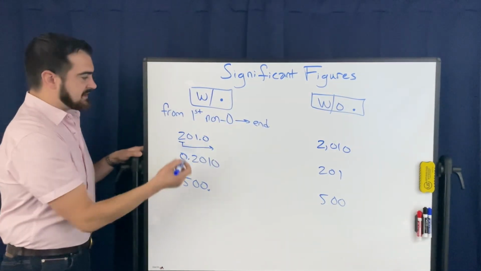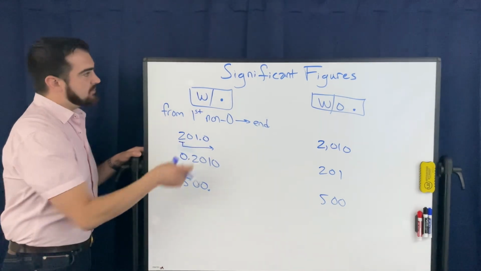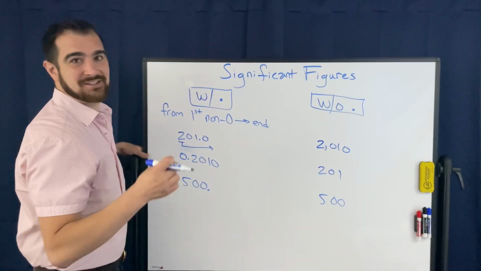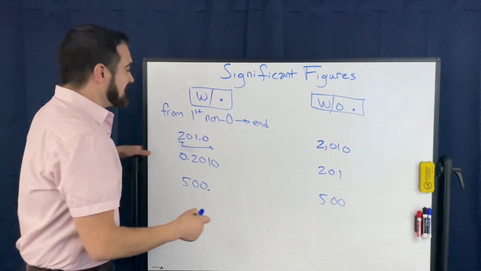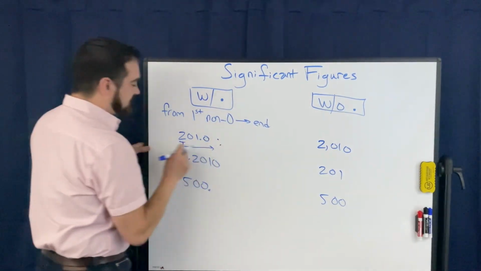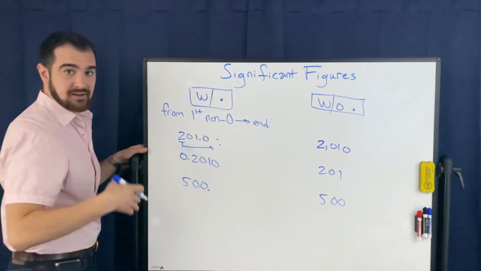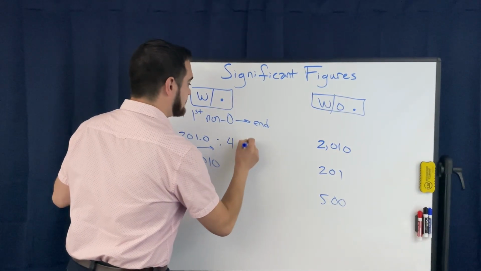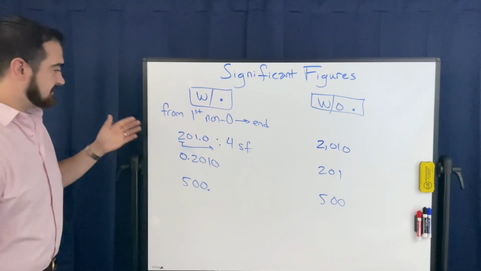And I like to draw this. I like to underline the first sig fig. And then when I have the decimal point, I just show that it goes to the end. And remember, sig fig is short for significant figure. So this has 1, 2, 3, 4 significant figures, or sig figs. 4 sig figs.